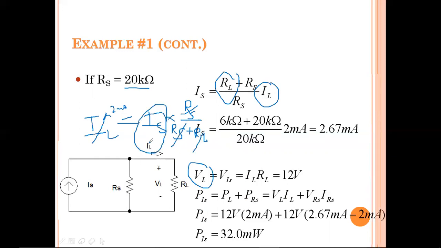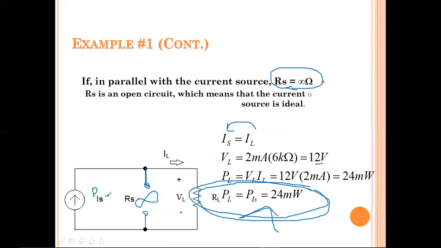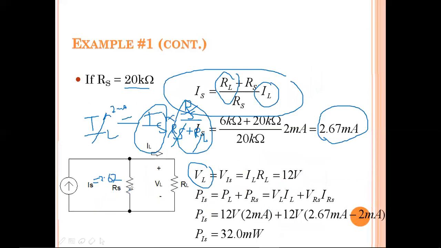Then to find IS, I move all this part to the left side. Then my equation will look like this. Here I'm going to find IS equal to IL times (RL plus RS) over RS. Then I know the IS value is 2.67 milliamps. So here you need to observe clearly: 2.67 milliamps. In our case 1, here the IS is 2 milliamps, right? But in case 2, when I'm changing the value of resistance to 20 kilo ohms, my IS value, my drawing of current, increases, right?